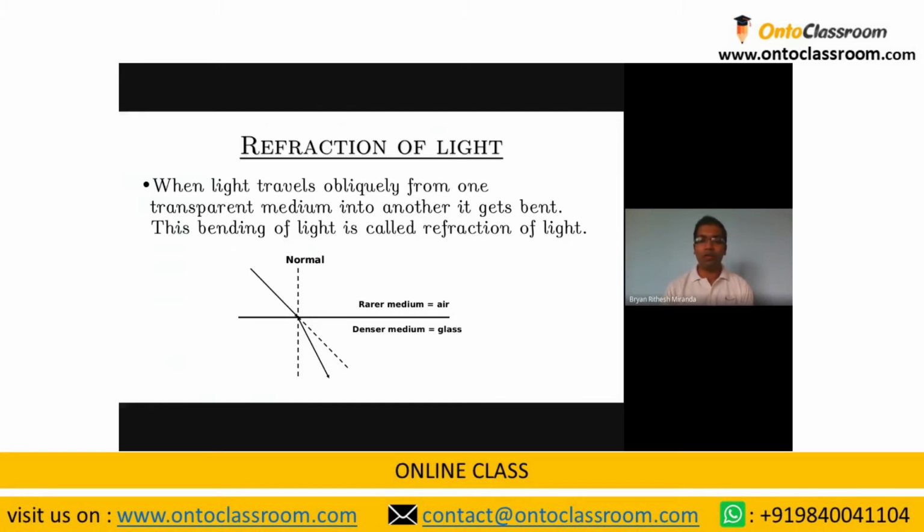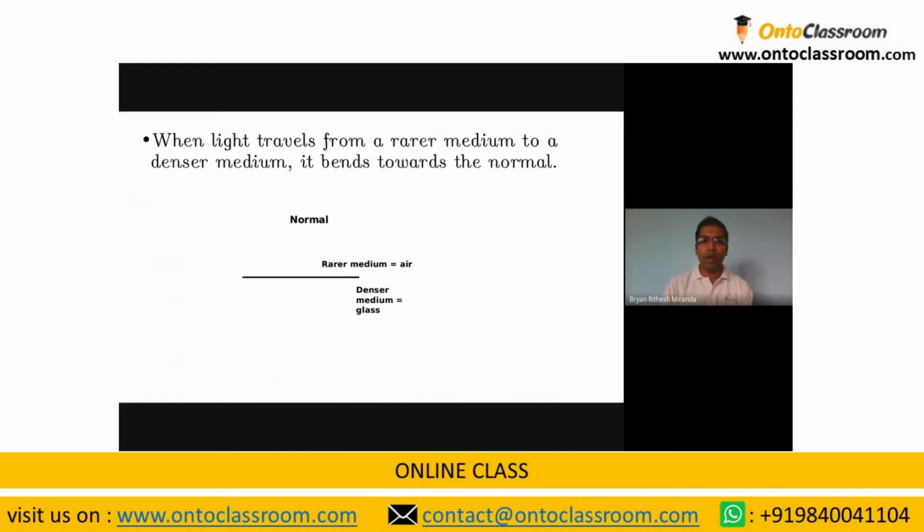Depending on whether the ray of light travels from a rarer medium to a denser medium or from a denser medium to a rarer medium, there is a shift in the direction in which it is going to move. For instance, when a light ray travels from a rarer medium to a denser medium, it bends towards the normal. So we have the previous case. I have a ray which is bending away from its path and towards the normal. This is when a ray of light is traveling from a rarer medium to a denser medium.